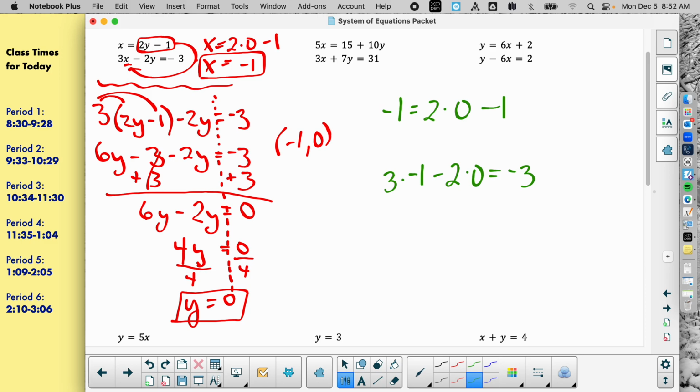We figured out a y answer, so if we want to know an x answer, we put that y answer in there. And so we get 2 times 0 minus 1, which is negative 1. So that tells us that that's the x answer. It's going to matter which one you find first, because it's not always going to be one way or the other. I don't know, how are we feeling about this one? Semi okay? I went through it pretty slow, I tried to.